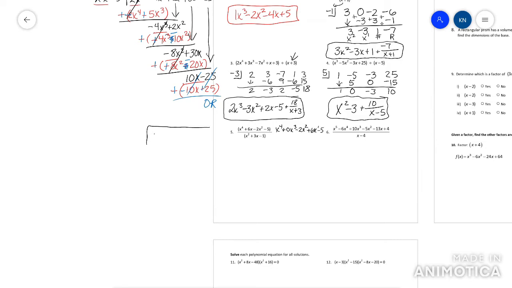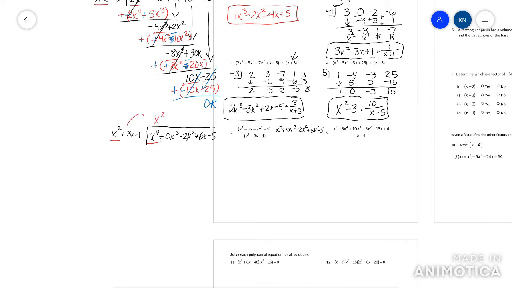So that's what's going to go here. But if you miss that 0x³, it's over. All right, I'm dividing by x² plus 3x minus 1. Here we go. First term divided by first term, that would make x².